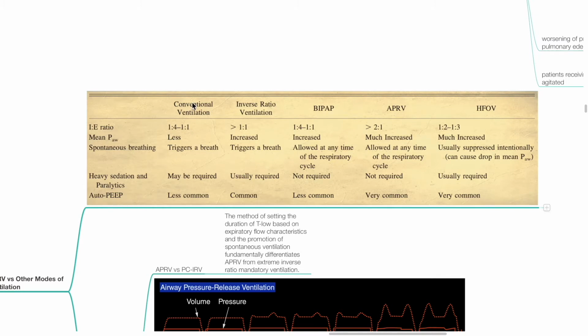Auto-PEEP generated. For conventional ventilation, it is less common. For IRV, it is common. For BiPAP, it is less common. For APRV, it is very common. For HFOV, it is very common.